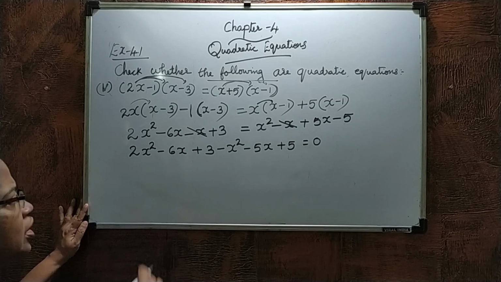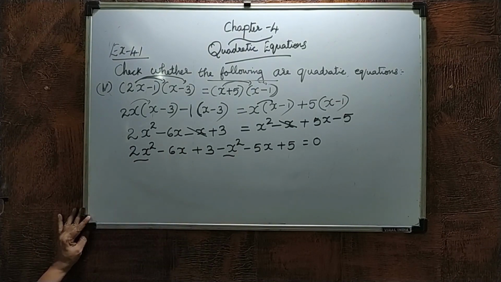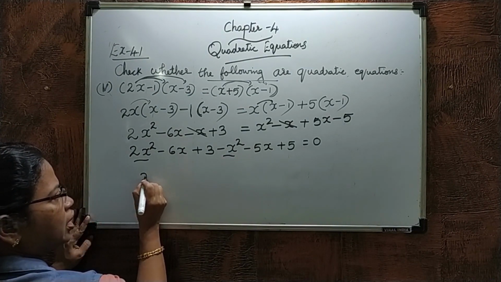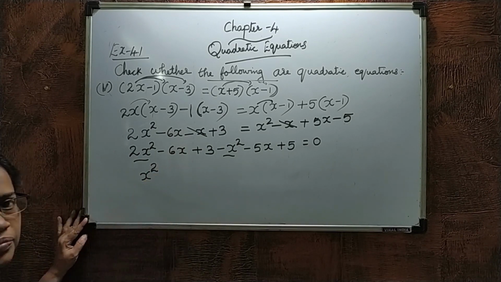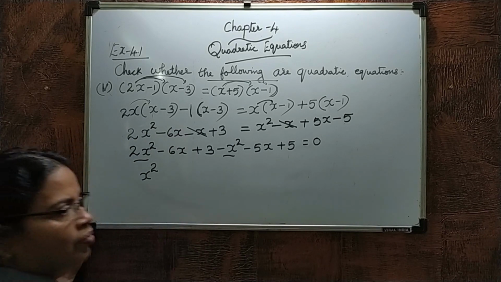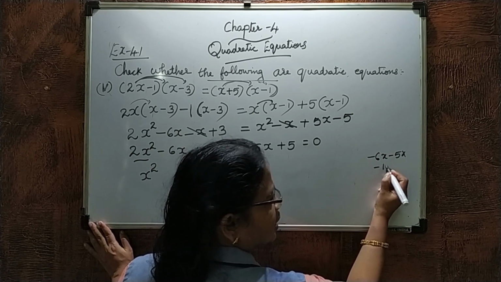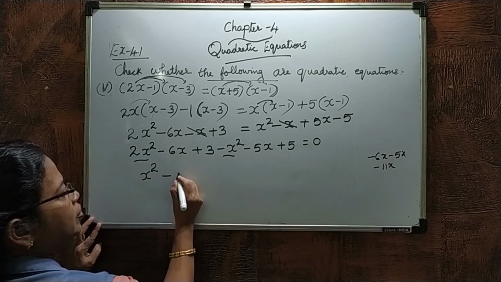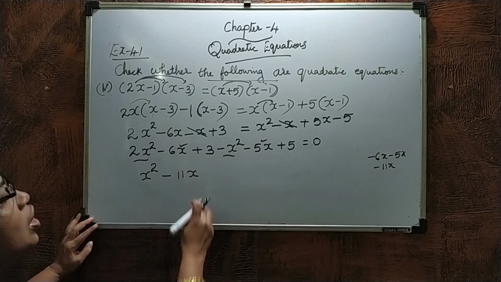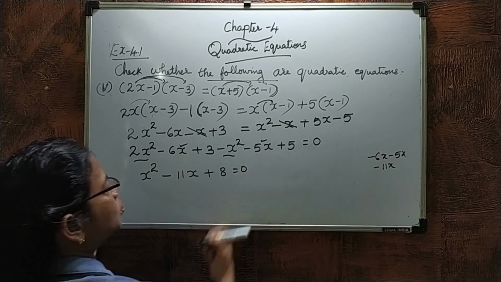Now take like terms 2x square and then minus x square. What is 2x square minus x square? It is 2 minus 1. What is it? 1 x square. Next one, minus 6x minus 5x. What will you get? Minus 11x. So it is minus 11x. So 6x and 5x over. Next one, plus 3 plus 5. It is plus 8 equal to 0.